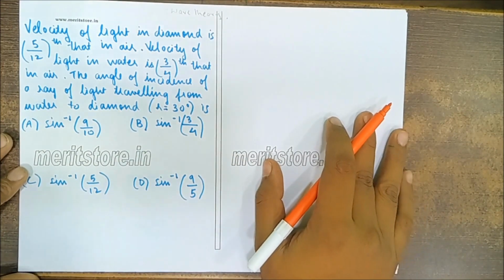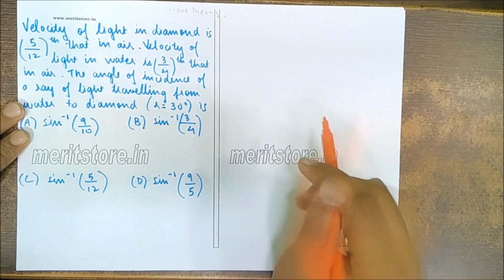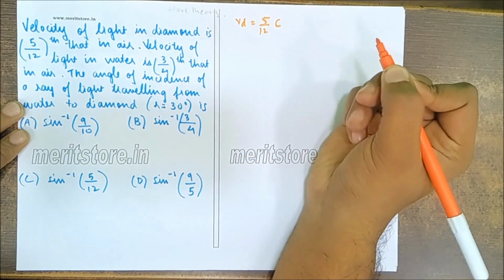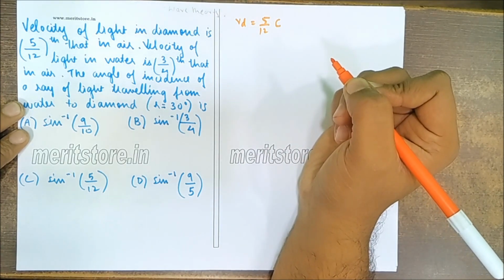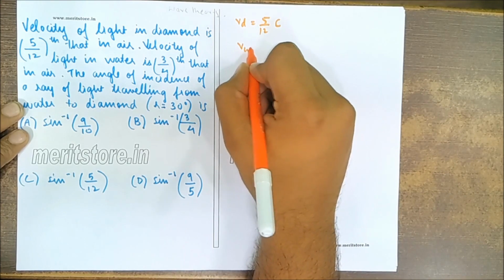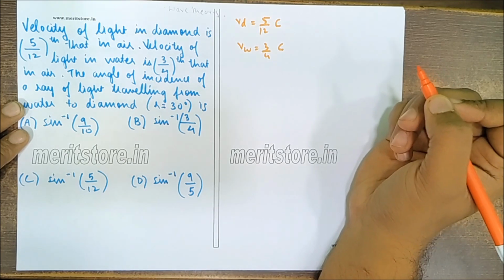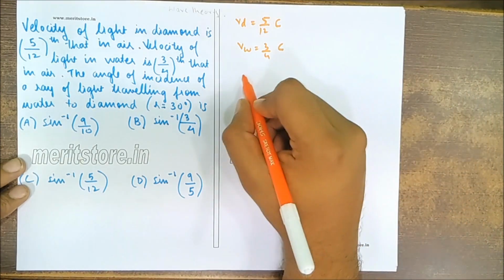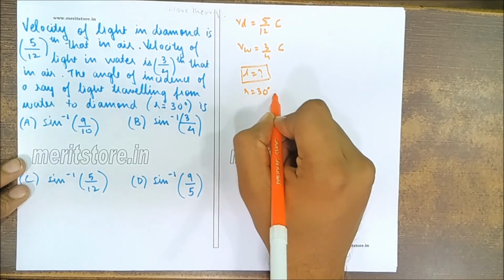Alright, wave theory of light MCQ. We have the question here. Velocity of light in diamond is 5/12 of that in air. So I would say VD is 5/12 into C, where C is velocity of light in air. Velocity of light in water is 3/4 of that of air. So VW is 3/4 of C. The angle of incidence of a ray of light traveling from water to diamond is to be found, where the angle of refraction r is 30 degrees.